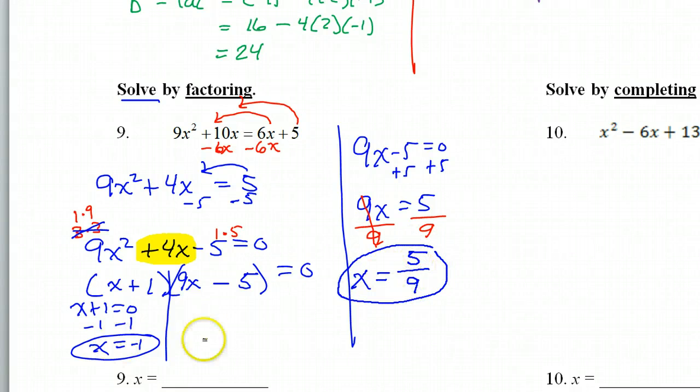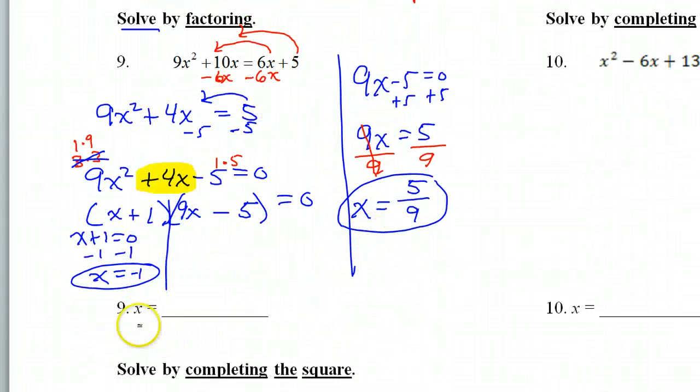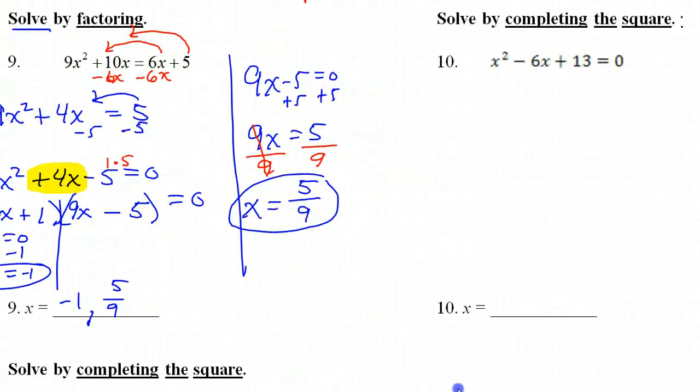So then there you go. These are the two solutions. Okay, so negative 1 and 5 over 9. You have to keep going till you get all the way to this.